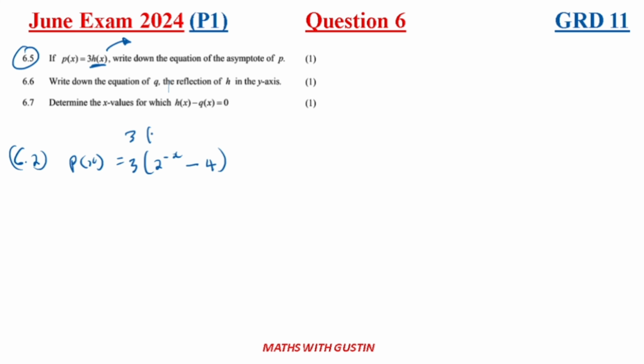3 times h of x, which is the equation that we were given earlier. So we just substituted that here. Okay, so now let's solve and see what's going to happen. 3 times 2 to the power negative x minus 3 times 4 is going to give us 12.